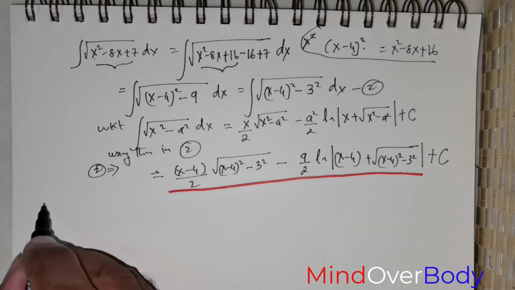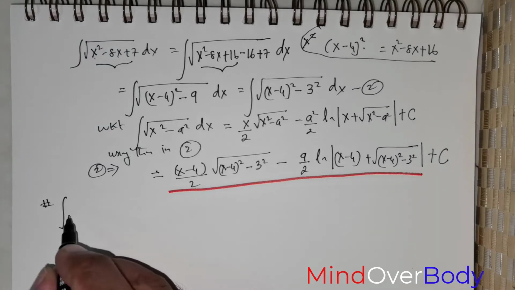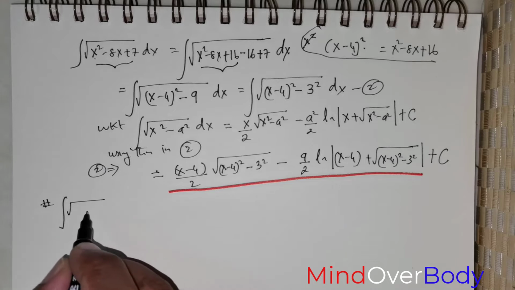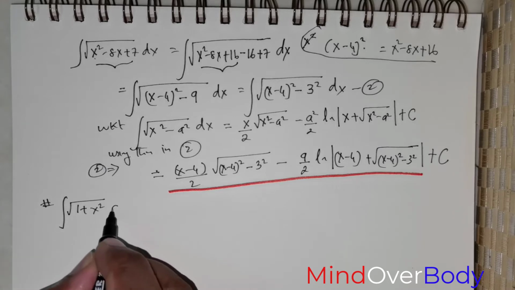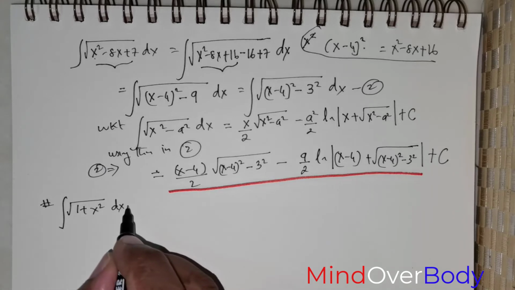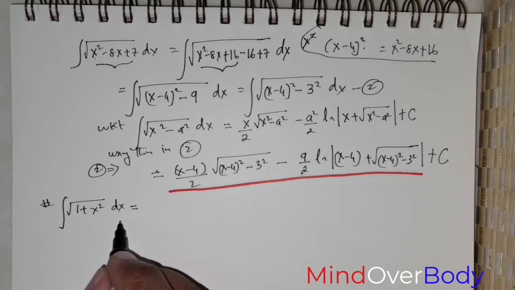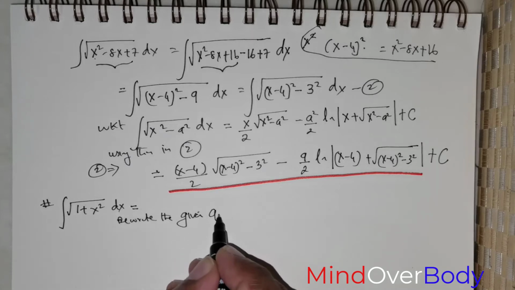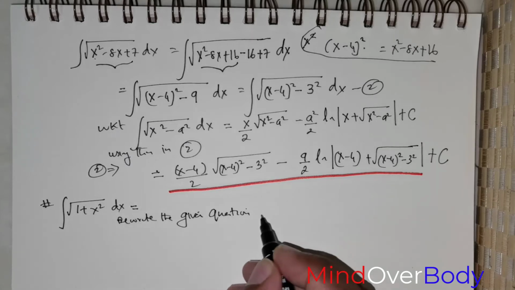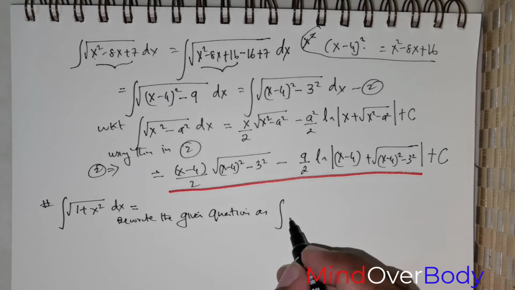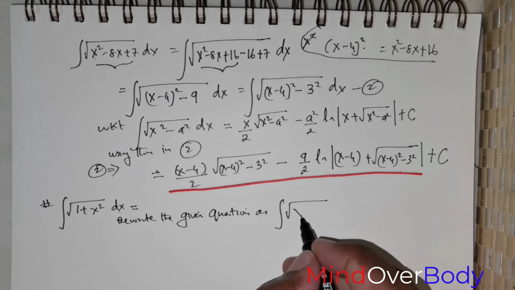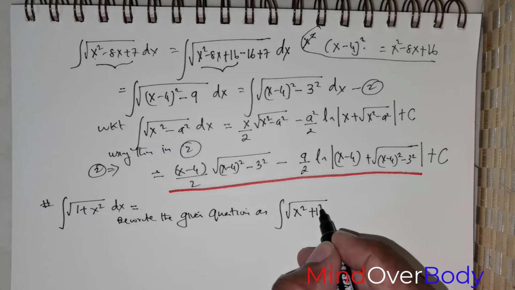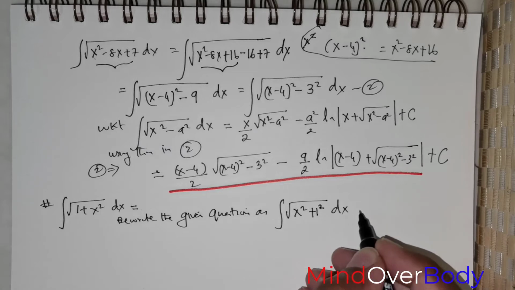Students, let's do this question. We are expected to integrate the integral of root of 1 plus x squared times dx. Now what I wish to do is rewrite the given question as the integral of root of x squared plus 1 squared times dx.